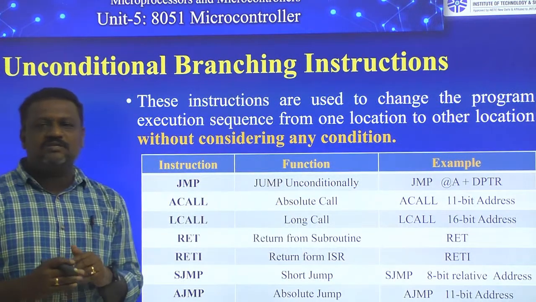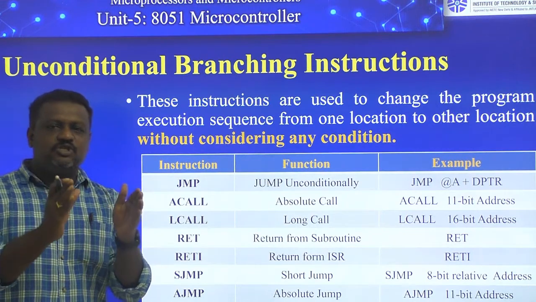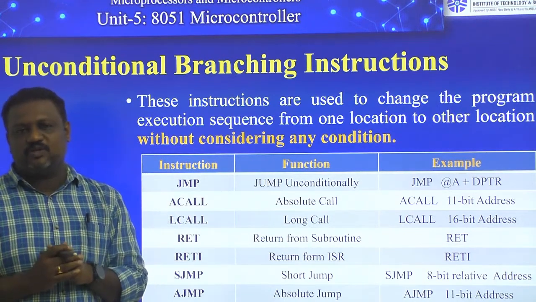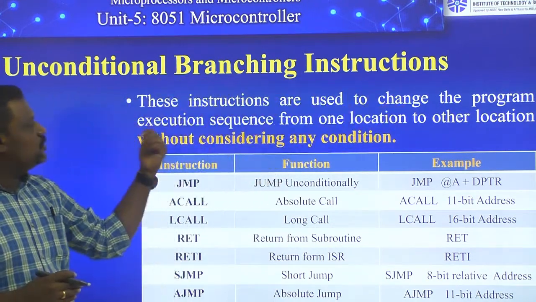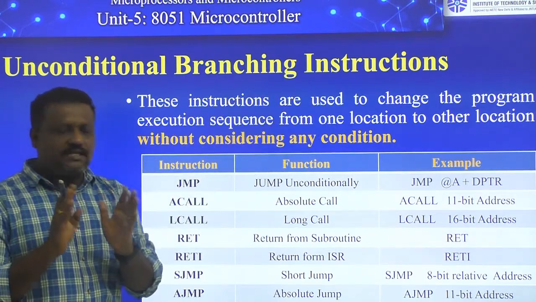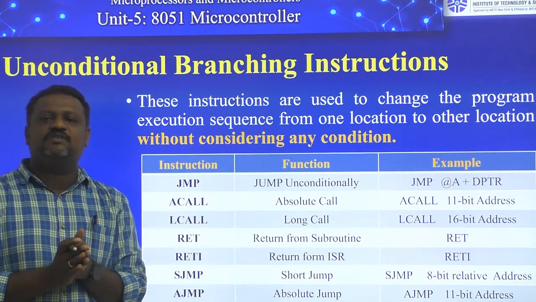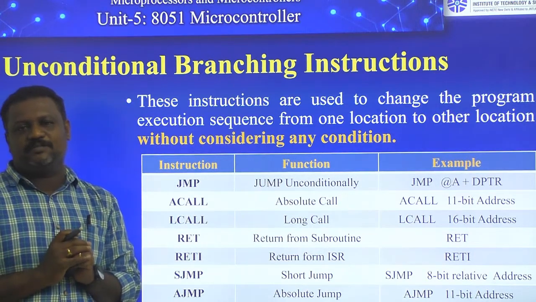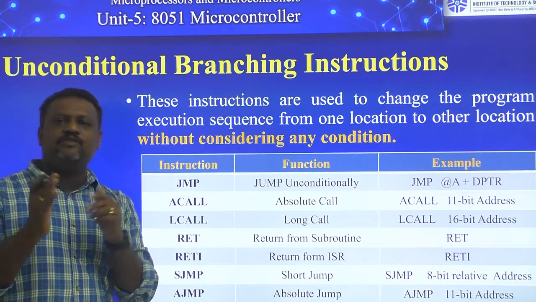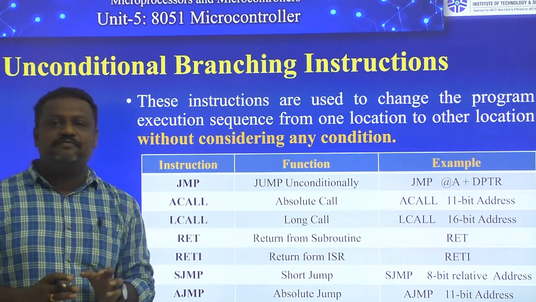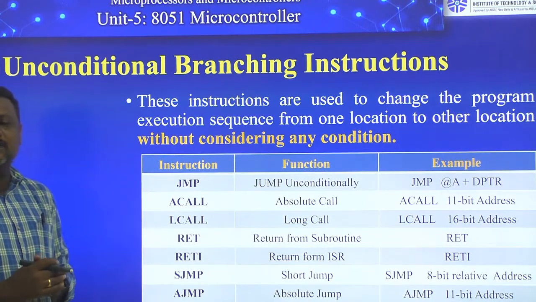The name itself indicates that without considering any condition, the program execution sequence changes from one location to another location. See here, guys, these instructions are used to change the program execution sequence from one location to another location without considering any condition. Just like that, I change my execution sequence from one location to another. So these are unconditional branching instructions. Coming to the 8051 microcontroller, we have a good number of unconditional branching instructions. See here, friends, in this table we have those unconditional branching instructions.